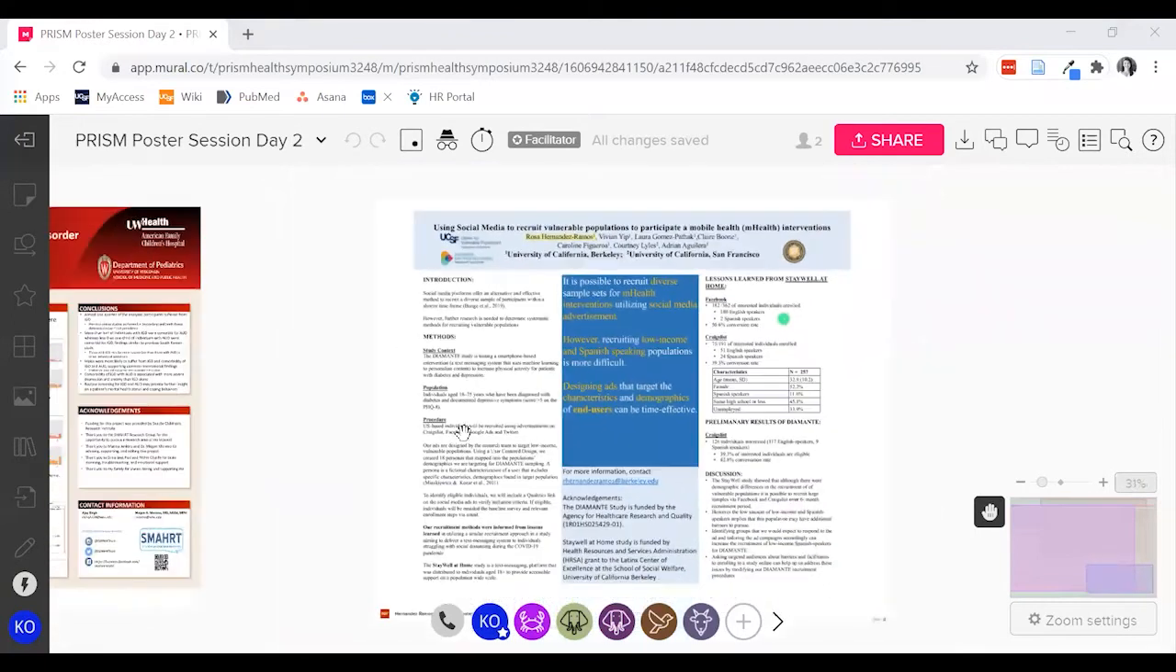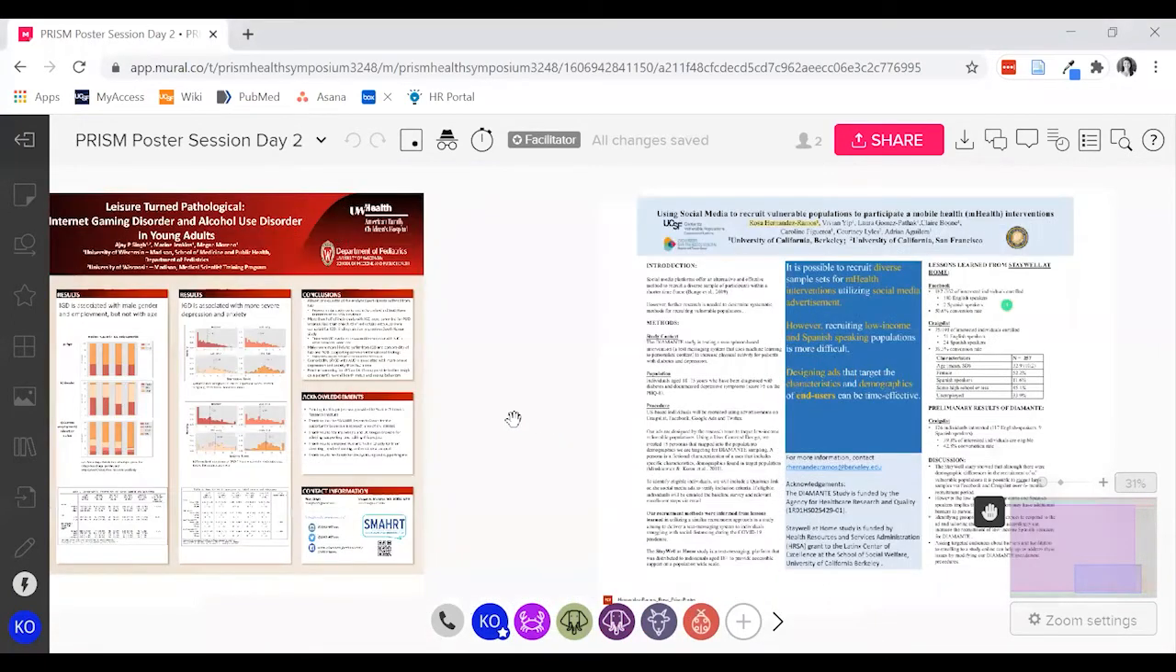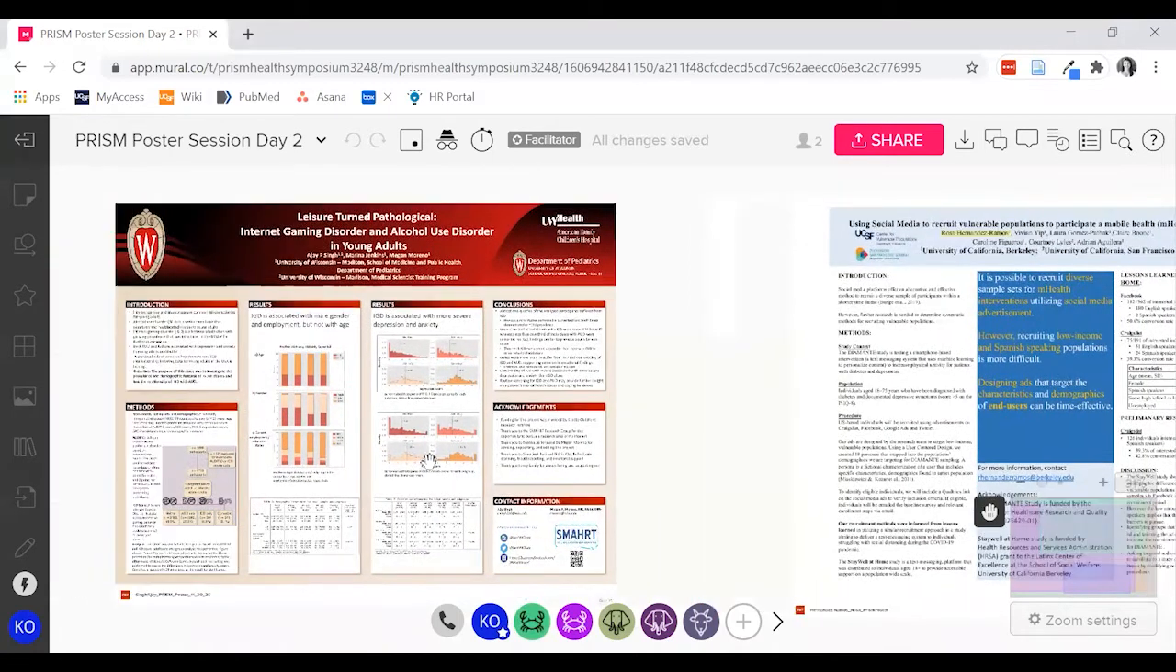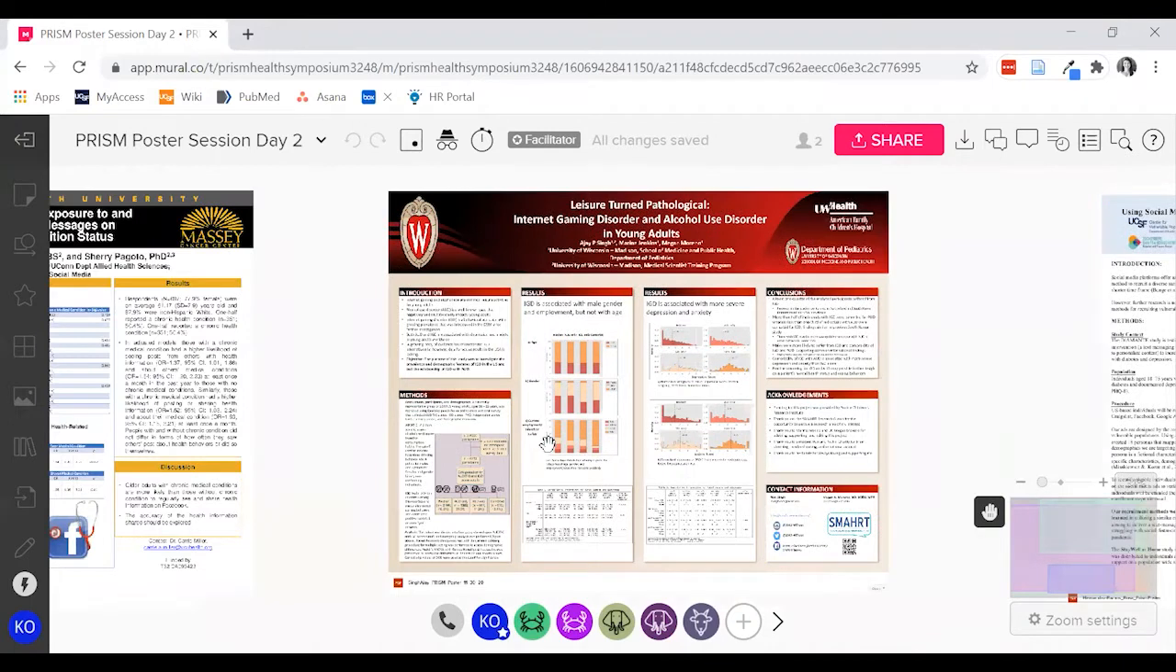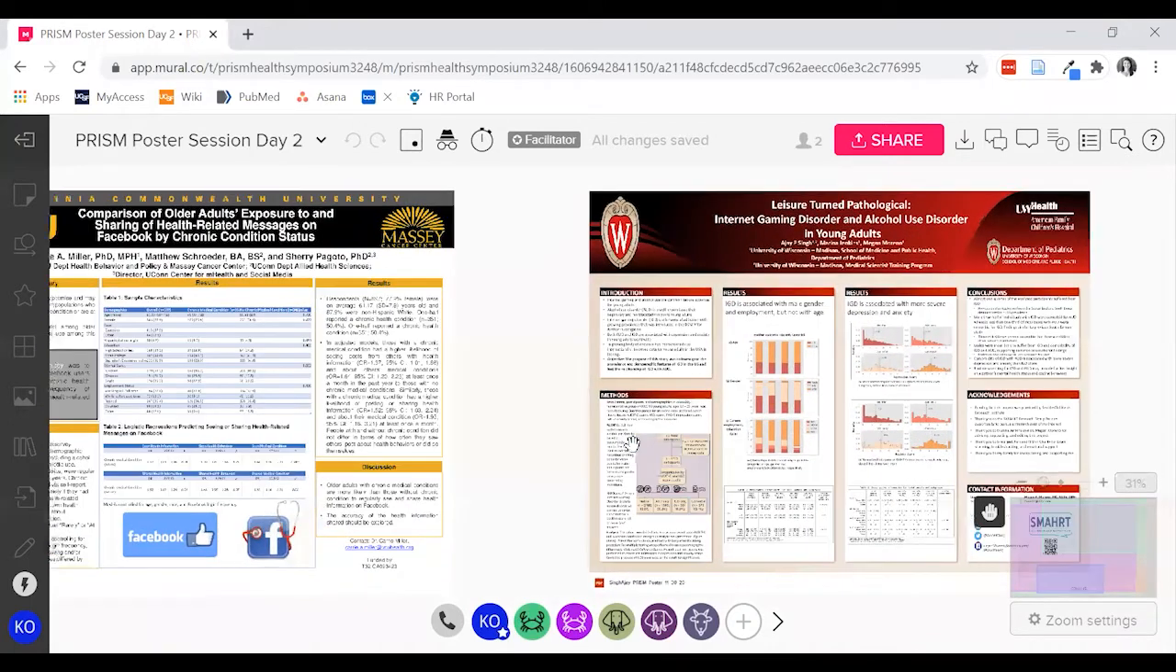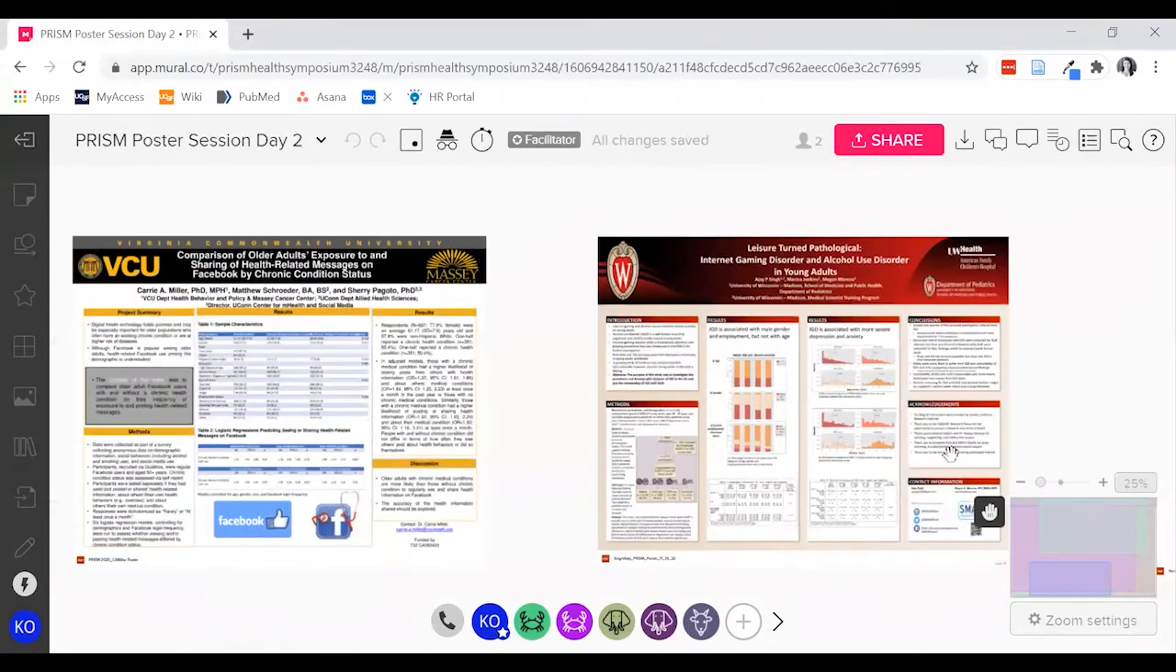As a reminder, one was about recruitment methodologies. One was about a comparison of older adults with chronic conditions and the health-related messages they're viewing. And another one was about internet gaming and alcohol use disorder.